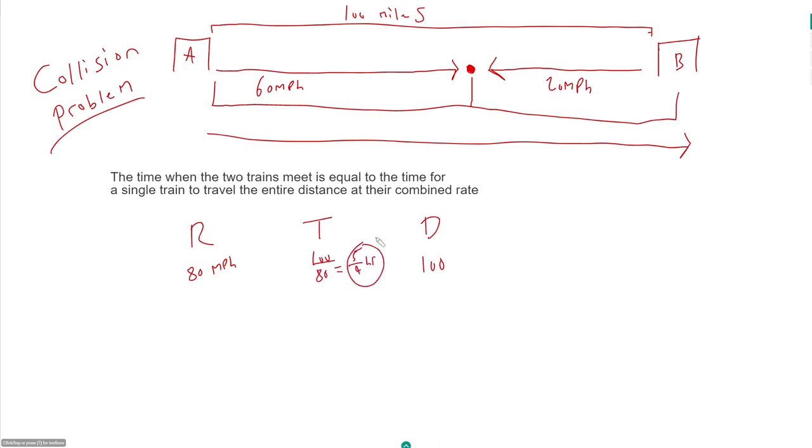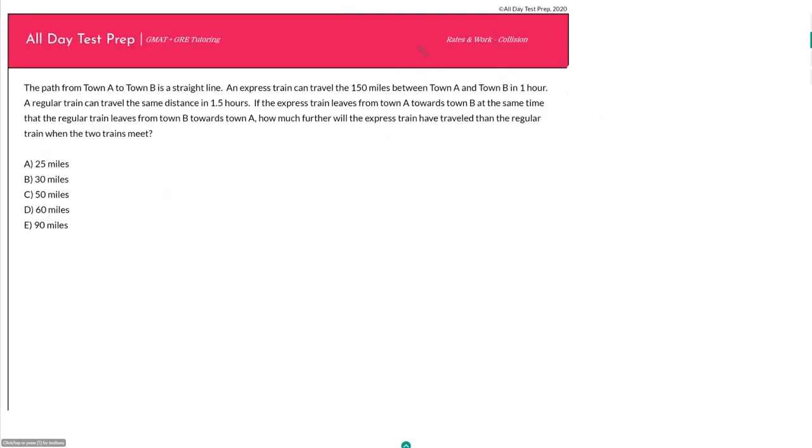So let's see a question similar to this, in an actual GMAT format. Now, the one thing this assumes is that the two trains leave their stations at the same time. If they didn't tell you that, if there was a delay, for instance, you would have to take that into account when answering the question. Our question here says, the path from town A to town B is a straight line. An express train can travel the 150 miles between town A and town B in 1 hour. A regular train can travel the same distance in 1.5 hours. If the express train leaves from town A at the same time that the regular train leaves from town B towards town A, so there's no delay, how much further will the express train have traveled than the regular train when the two trains meet?